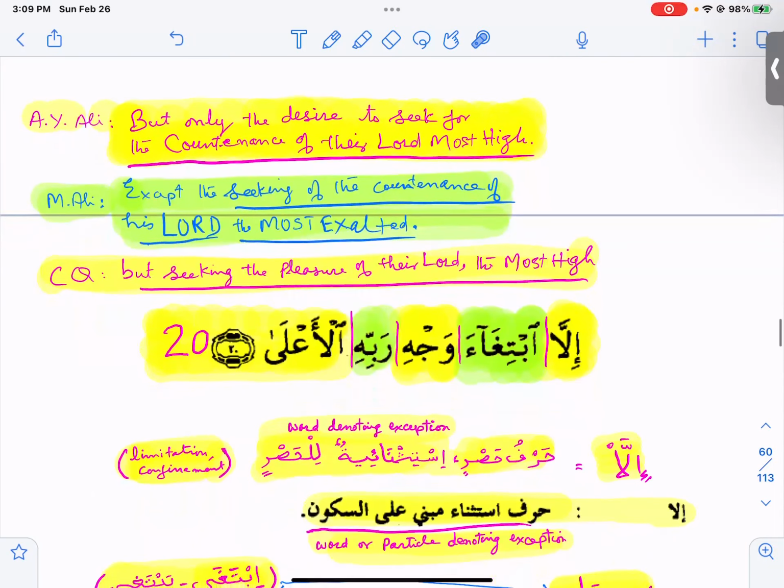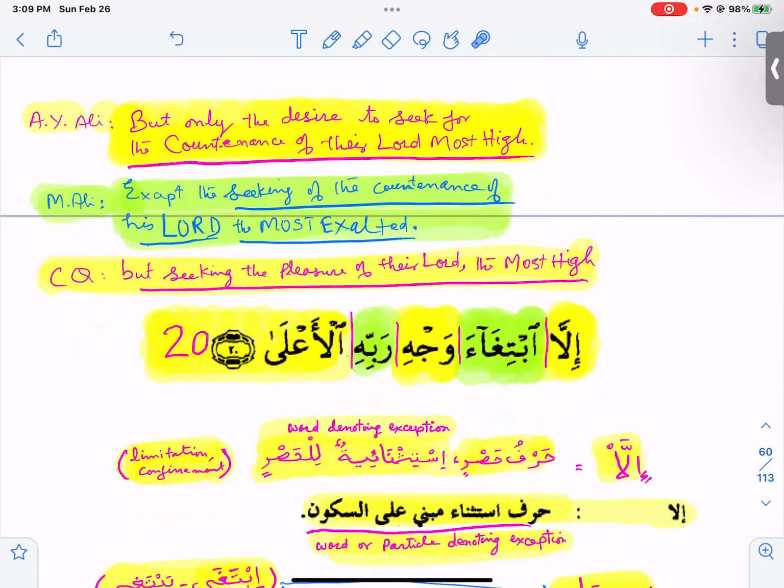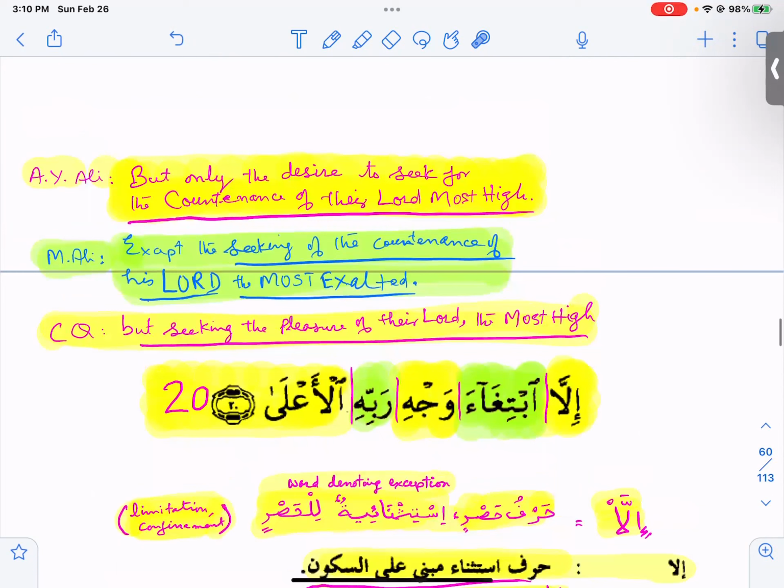Remember I told you last time, I don't want Jannatul Firdaus. No. What do I want? I want the pleasure of Allah. I want Allah to be pleased with me. That's all I want. That is my desire. Everything that I do is to seek the pleasure of Allah. We should also make that our motto. We do things in this world to seek the pleasure of Allah. Remember, that is the countenance of Allah.